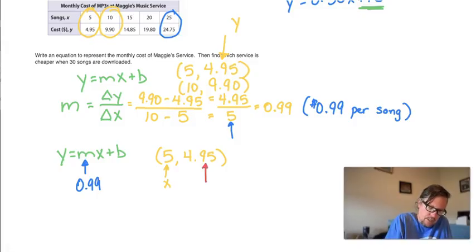I like to use different colors when I substitute this in, just so I can make sure I keep them straight, which is which. So I'm going to do y equals, so 4.95 equals, and then here comes my m, which we found out was 0.99. Then we're going to replace the x, which in our problem is 5. I'm using yellow for my x there, 5 plus b.